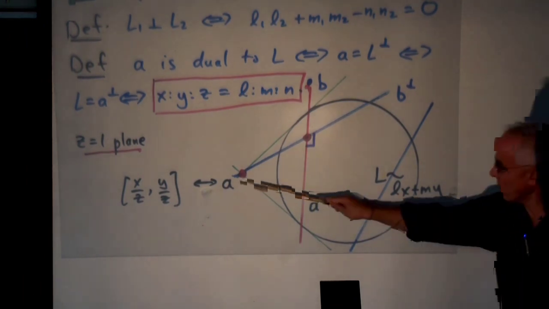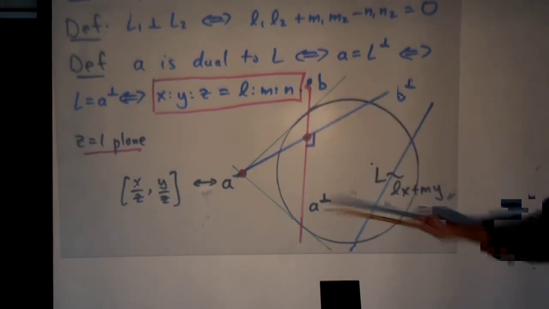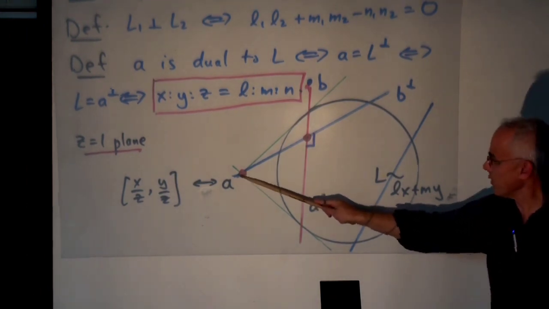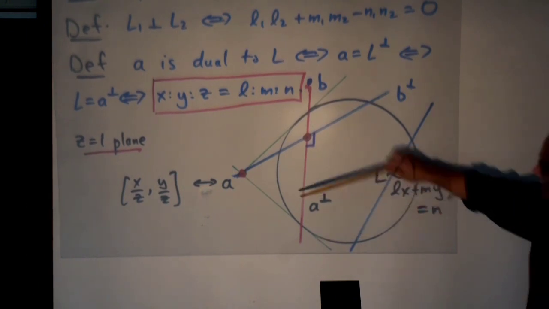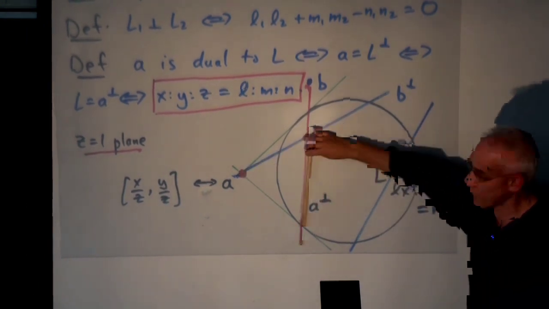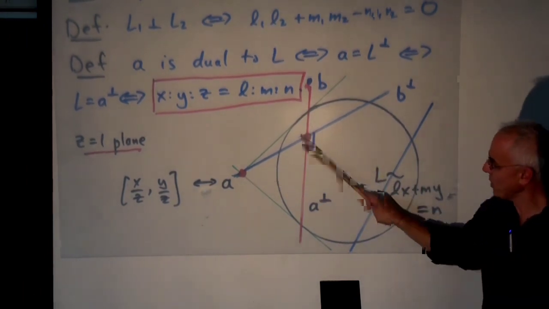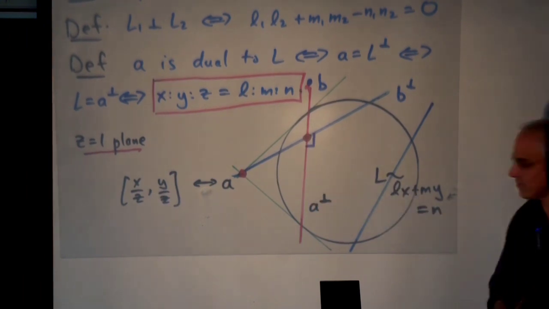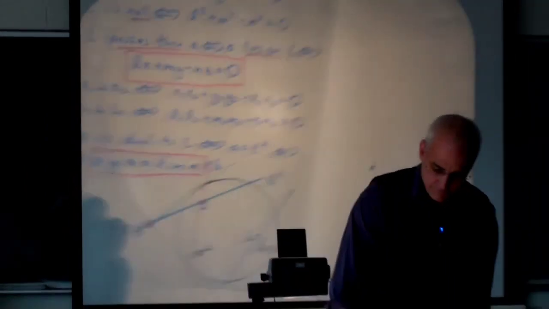Here's an example of point A and its dual line A perp. Here's a notion of perpendicularity. Any line through A is perpendicular to its dual. So any line through A is perpendicular to A perp. And similarly, these two points are perpendicular. In fact, this point is perpendicular to any point on this dual line. So that's our notion of perpendicularity.